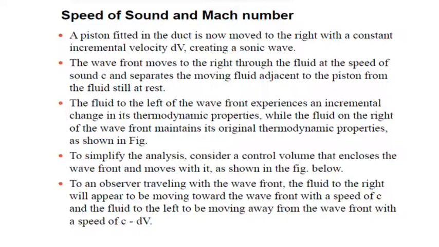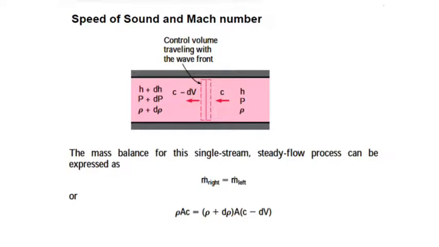To simplify the analysis, consider a control volume that encloses the wavefront and moves with it. To an observer traveling with the wavefront, the fluid to the right will appear to be moving toward the wavefront with a speed of c, and the fluid to the left to be moving away from the wavefront with a speed of c minus dV. In the next slide, you can see the control volume which is traveling with the wavefront.